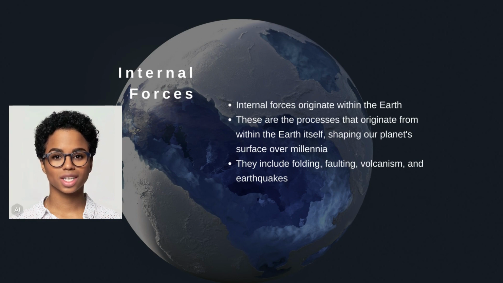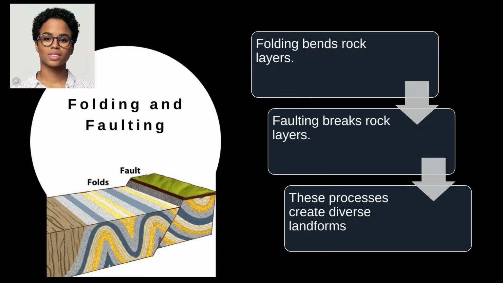They include folding, faulting, volcanism, and earthquakes. Among internal forces, folding causes rock layers to bend, while faulting leads to their breaking. These processes have given rise to diverse landforms we see today.